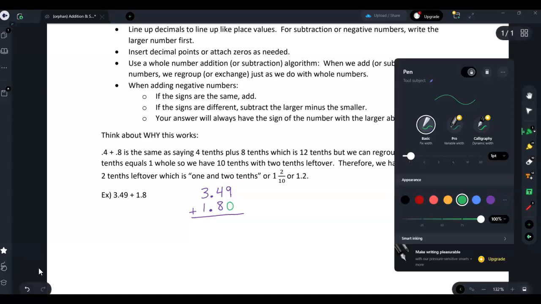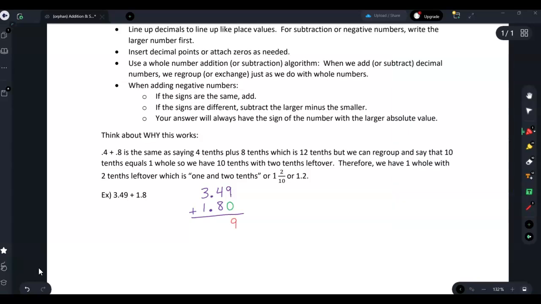And then we're going to basically add this as if this was whole numbers, as if we were adding 349 plus 180. So we would do this right to left. So I would add 9 plus 0 and get 9. I would add 4 plus 8, which is 12, and so I would regroup. So I would say that 12 is really one group of 10, so that would regroup one more in the next place value over, in this case in the ones place, and leave me with 2 left over.